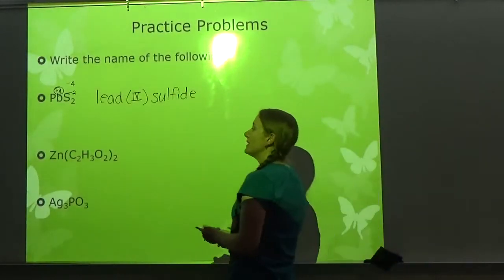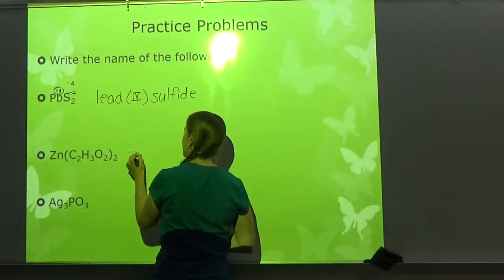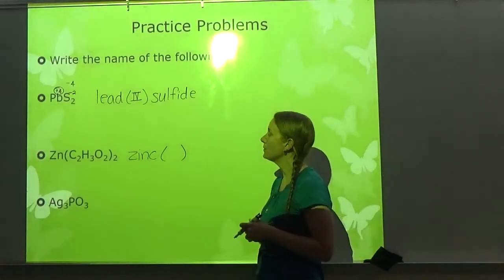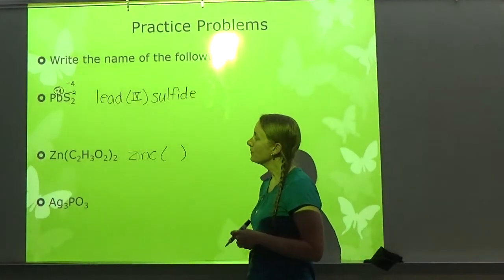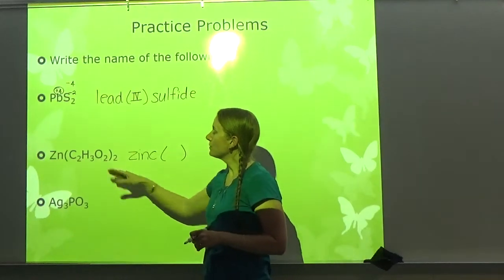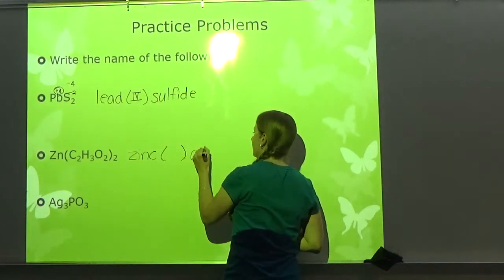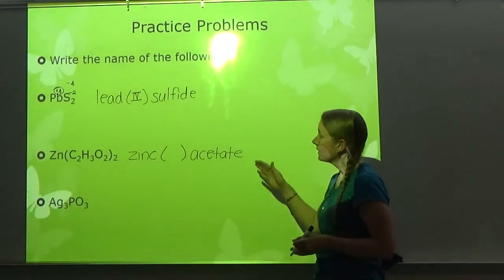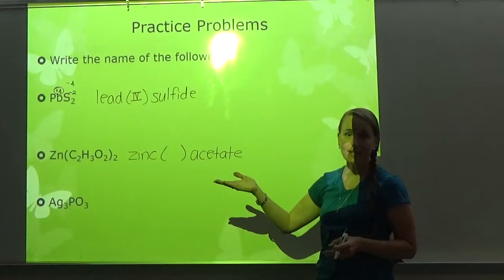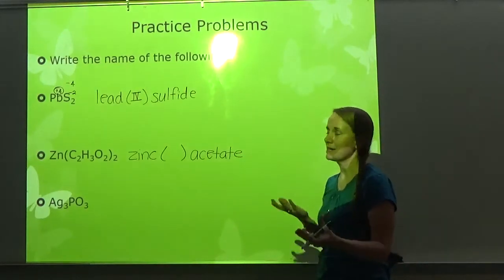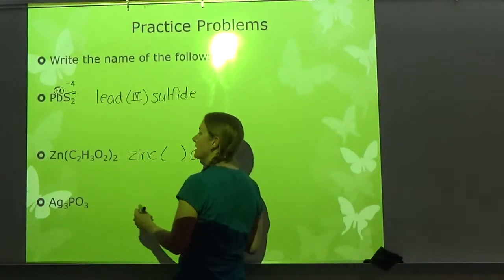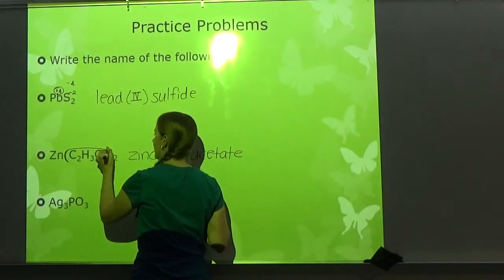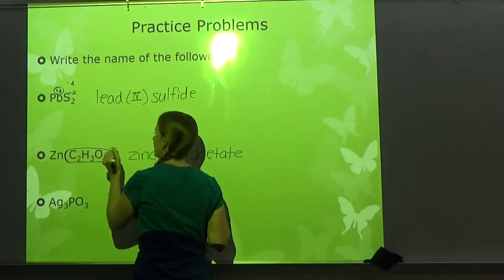All right, so our next one, Zn is zinc. It is a transition metal, can have multiple charges. So I'm going to put my parentheses right here. And then C2H3O2 is acetate. That's on your polyatomic ion sheet. All right, so for this, we don't know the charge of zinc, unless you've memorized that it's +2, but you can look at your polyatomic ion sheet and see that this whole ion has a -1 charge.